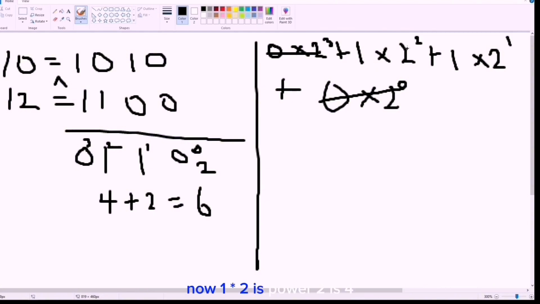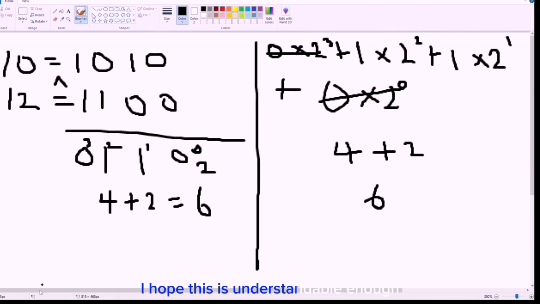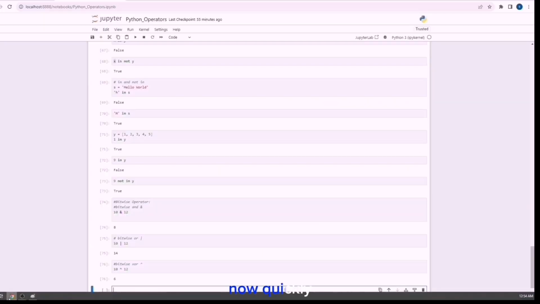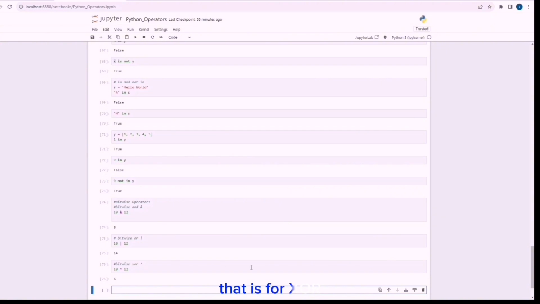Now 1 times 2 raised to the power of 2 is 4. So we have 1 times this, which is 4, and 1 times 2 raised to the power of 1, which is 2. So that's how we arrive at 6. I hope this is understandable enough. Now quickly, that is for XOR.